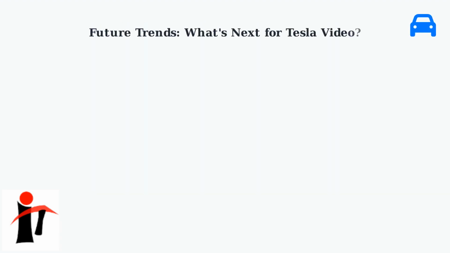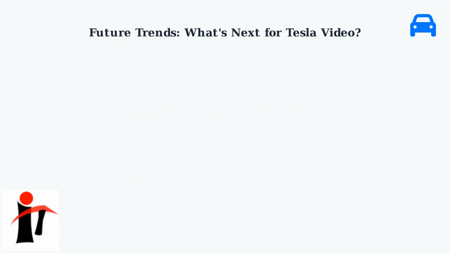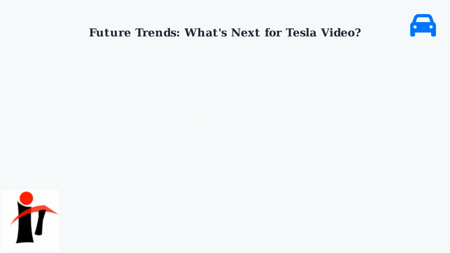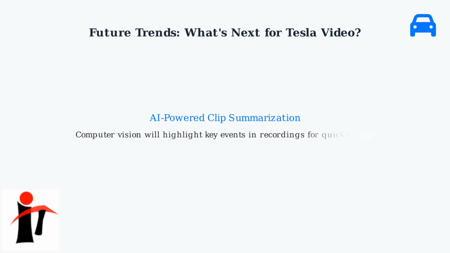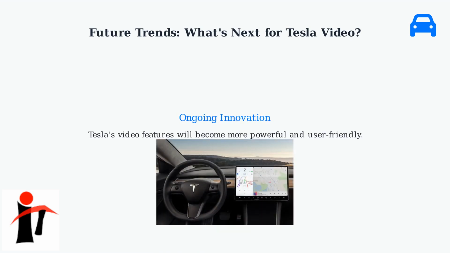Looking ahead to future trends in Tesla's video recording features, expect deeper integration of video data with the full self-driving software. This will allow post-event analysis to improve autonomous driving algorithms. Future updates might include live video streaming to authorized contacts, enabling real-time monitoring of parked vehicles for enhanced security. Additionally, AI-powered clip summarization will use computer vision to highlight key events in recordings, making it easier to review footage quickly. As Tesla continues to innovate, its video recording features will likely become even more powerful and user-friendly, enhancing safety and convenience.